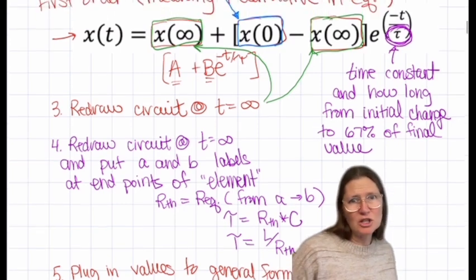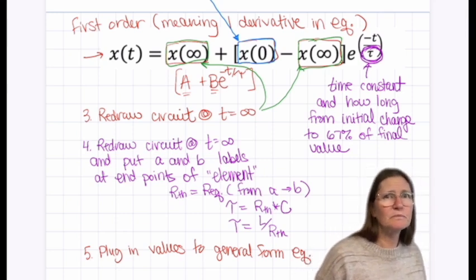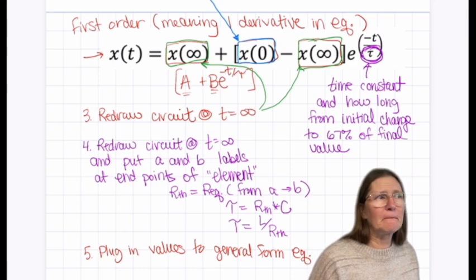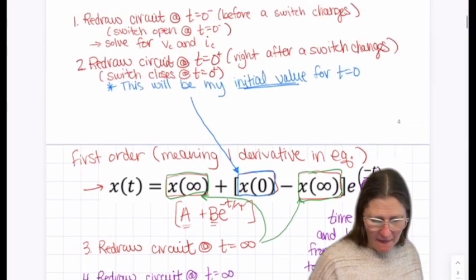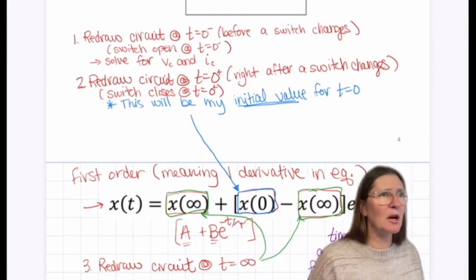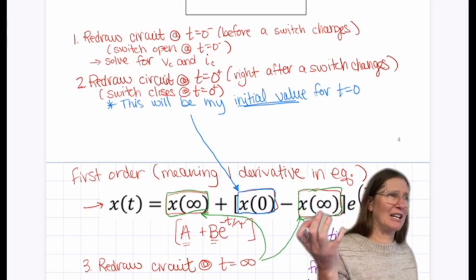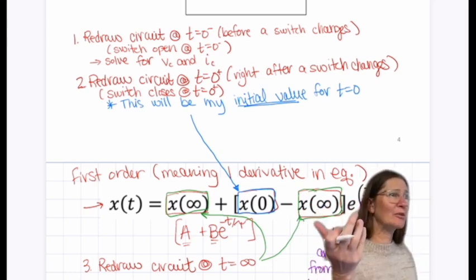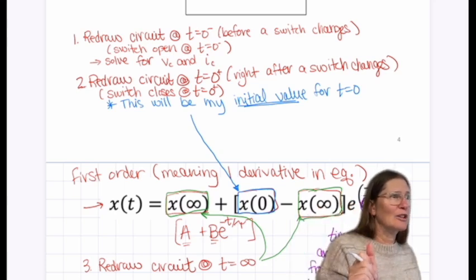So that general form equation is final plus initial minus final times e to the minus t over tau. Okay, a couple nuances here. When I draw the circuit at t equals 0 minus, what do I do with the capacitor? The common theme is you're always going to change an element that is complicated into something that you know. In this case, we're moving that capacitor, which is a time-dependent element, into an element we know. So voltage source, current source, open or closed are the options you're going to have here.